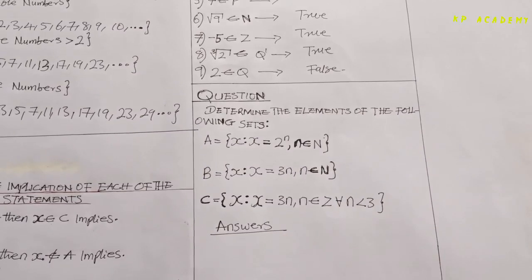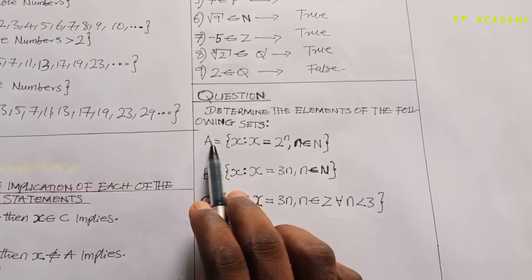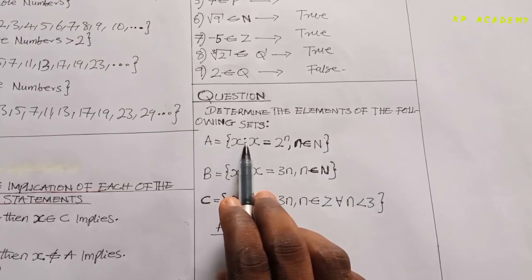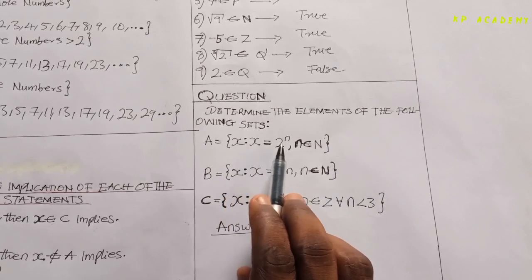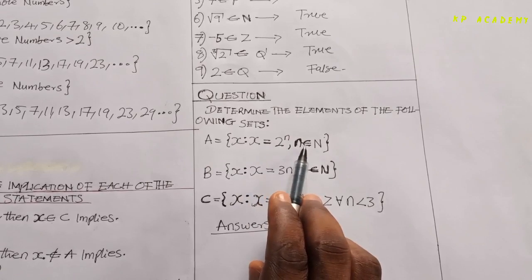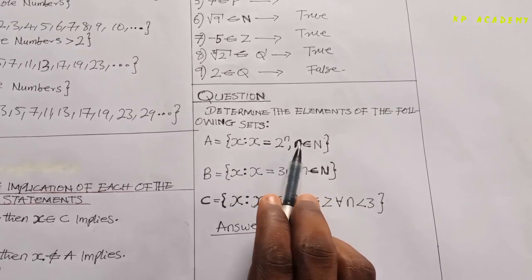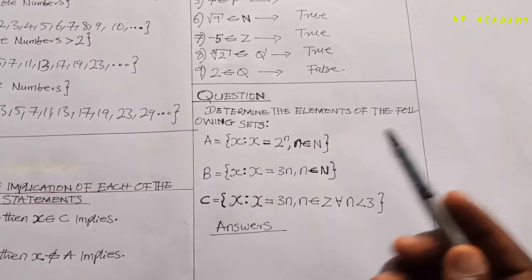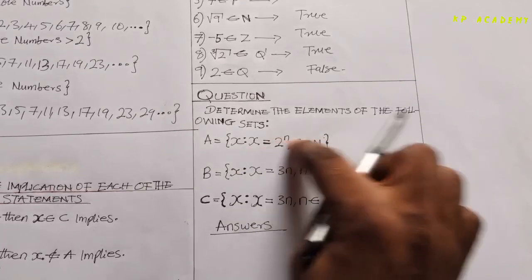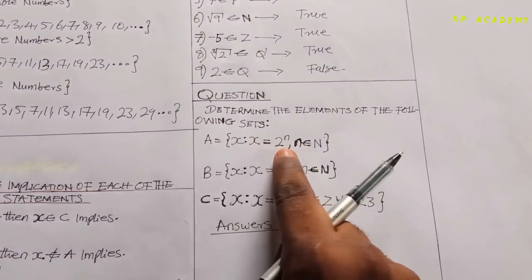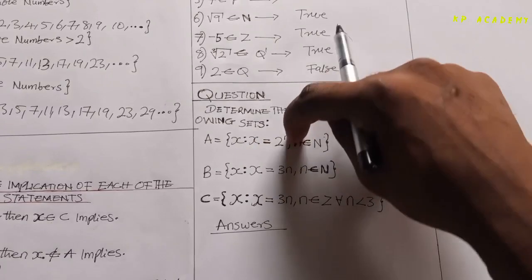For the first one, I want you to understand this very well. This particular one is read this way, that A is the set of x such that x is equal to 2 raised to power n and n is an element of N. So this capital N means the natural numbers. Very important. So what this actually means in essence is that the element here is x, but this x is actually 2 raised to power elements of the natural numbers.